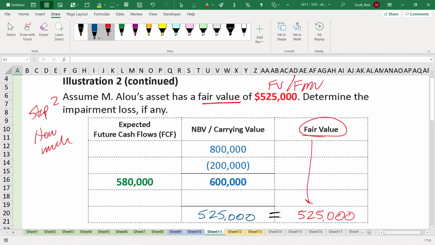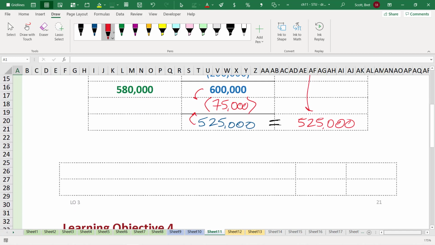So what do I need? By how much do I need to write down this asset? $75,000. That's it. Write it down. Now the net book value equals the fair value. We can write the journal entry as such. Debit, loss on impairment, on the income statement, for 75,000.